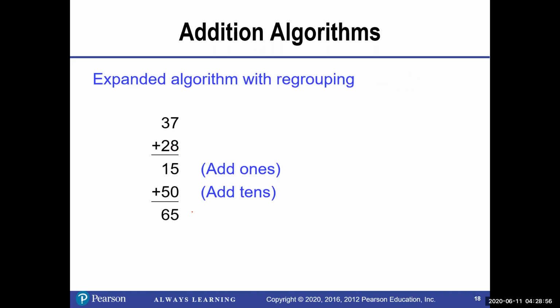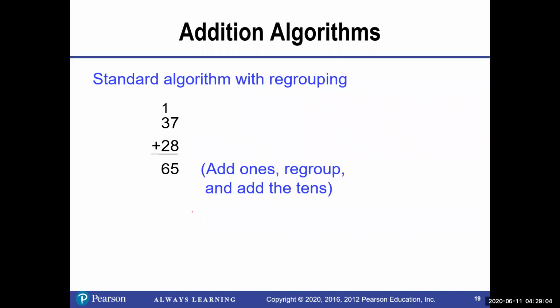Now expanded algorithms with regrouping. Okay, so add ones, add tens, and that gives you that. Now addition algorithms, standard algorithm with regrouping. So here, if you add the ones, 7 plus 8 gives you 15. So you write 5 and you push 1 forward. Okay, and then 5 plus 2, and then you add the 1 to it, and that gives you 65. Okay, that's the standard algorithm, the regular way for adding numbers.